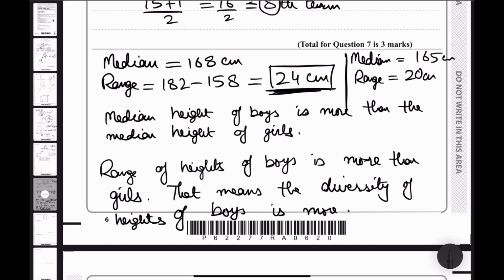You have to compare. You are not supposed to only find out the median and the range. You have to compare the median and the range. So there will be marks for the comparison. If you just leave it alone after finding the median and the range, you will not be able to score full marks. So you have to compare them. So that's it for question number 7.